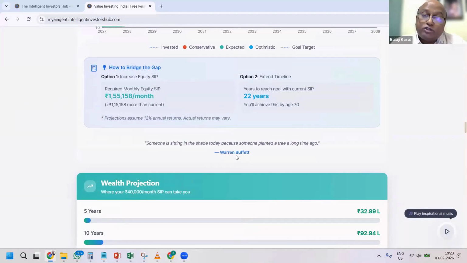How to bridge the gap? It is also suggesting to me. Of course, one way is to increase my equity SIP, but that means I start more investment, 1,55,000 monthly. Option two, instead of 12 years, make it 22 years to achieve my 5 crore investment. It is suggesting both ways, and you can select, you can do a balance, or you can start investing. In fact, it is asking me to invest more and more to reach 5 crore, assuming a rate of return of 12% or 14%, in that range.